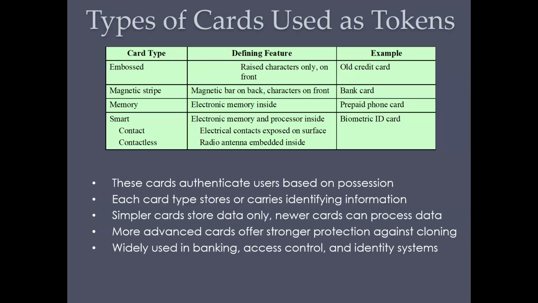Memory is like a prepaid phone card, and smart contactless is like a biometric ID card that can have a memory inside and a processor inside as well. Meaning it has a memory so it can record your credentials and a processor to process them and grant you a given access. So these are cards that authenticate users based on possession, and each card type stores or carries identifying information. And then we have more advanced cards that offer stronger protection, or stronger robustness. These cards are widely used in banking, access control, and identity systems.